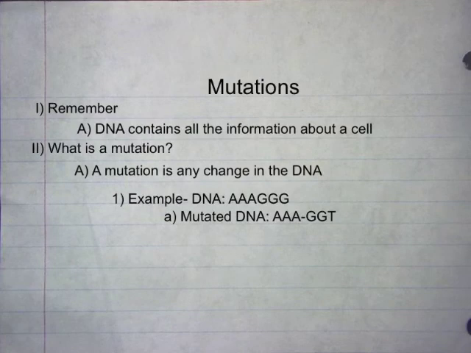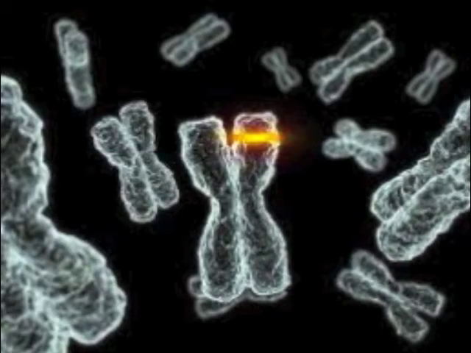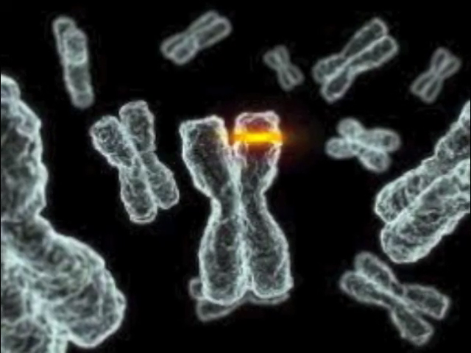For example, the original one was AAAGGG, the mutated would be AAAGGT. For example, the original strand of AAAGGG, the mutated strand would be AAAGGC. A mutation in the DNA is whenever a single change has been made at any point of the DNA, thus creating new DNA and thus a mutation.